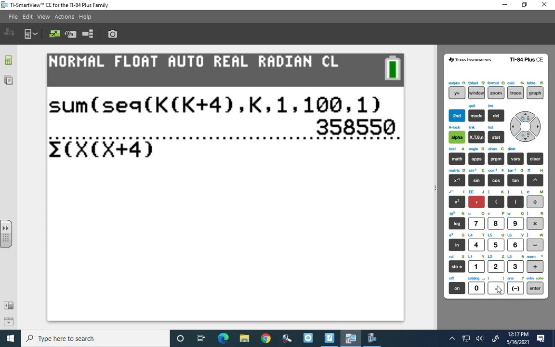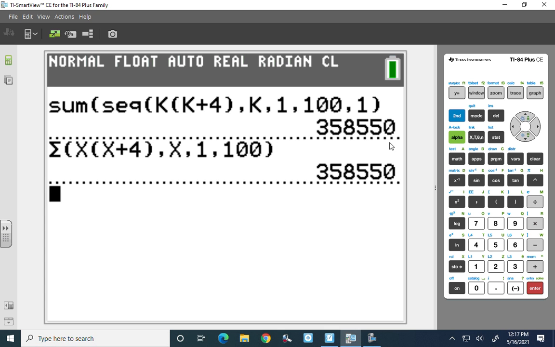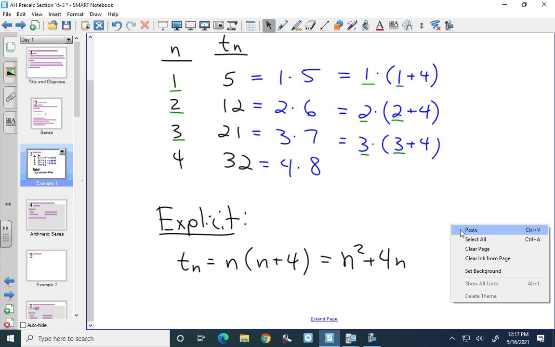The key is that the variable you indicate in the second argument here, the second parameter, has to be the variable you typed in for the equation. So I've typed my equation, or my explicit formula, in terms of x, so I've got to use x here. And I'm starting out at 1, and I'm going up to 100. Now we should see that we generate the exact same value. In fact, let me grab a picture of that. And we'll paste that in right here.